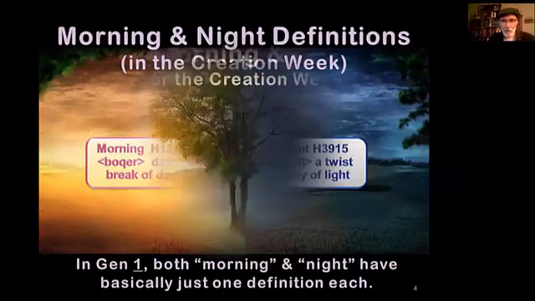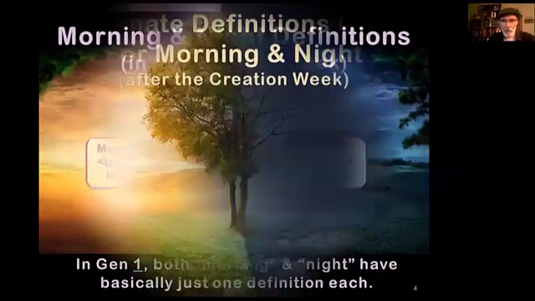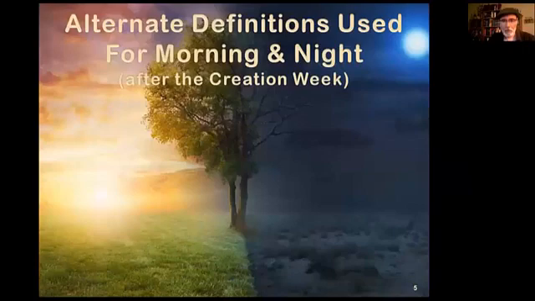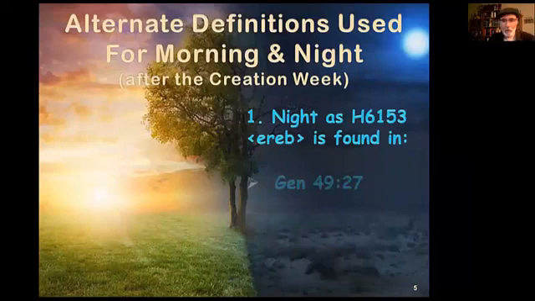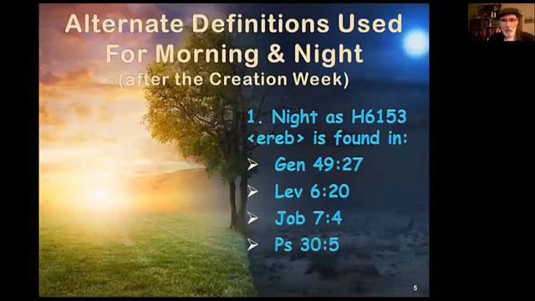We will just continue on and look at some alternate definitions that are used for morning and night. And this is after the creation week. I found this really interesting when I went snooping around, looked up the word night in the Strong's Concordance, and I found that it is also listed with 6153, which is 'arev', or that number and 'arev' connect to the word evening. But you will find night in these 4 verses.